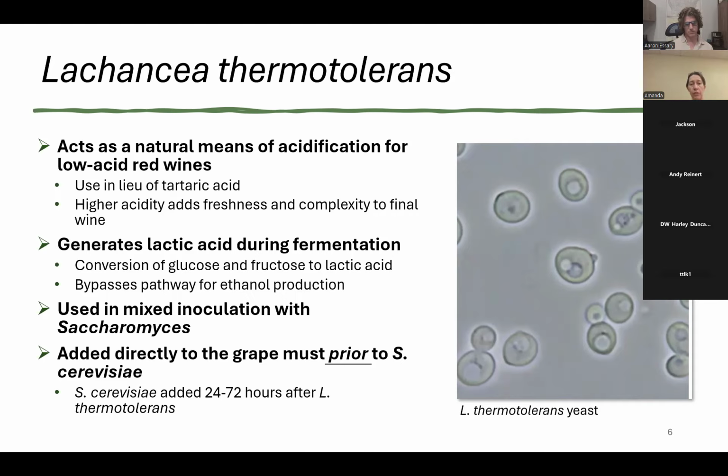This yeast is added directly to the grape must prior to Saccharomyces cerevisiae. Then Saccharomyces will be added to the grape must 24 to 72 hours after Lachancea thermotolerans has been added. So the longer the interval between thermotolerans and cerevisiae, the more lactic acid will be produced. So it's really like, are you looking for a major acidity boost? Did your pH come in really high? Was your acid really low? If so, maybe you wait 72 hours after Lachancea thermotolerans inoculation to add your Saccharomyces cerevisiae.